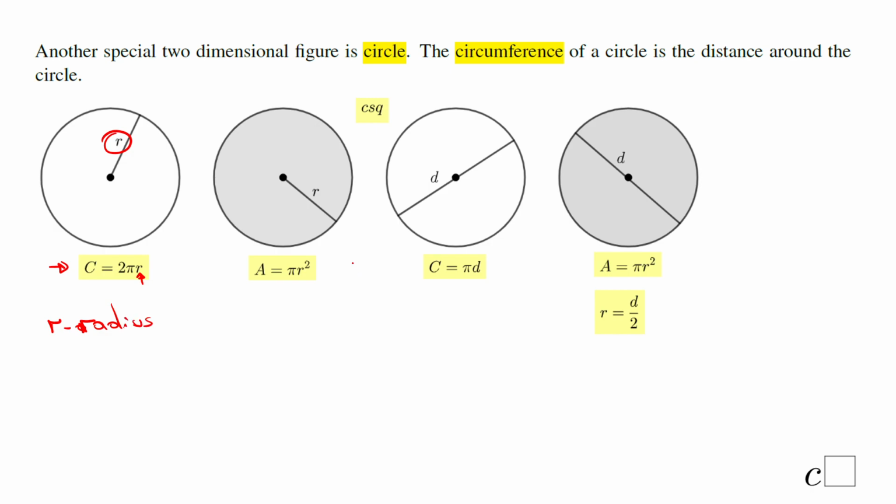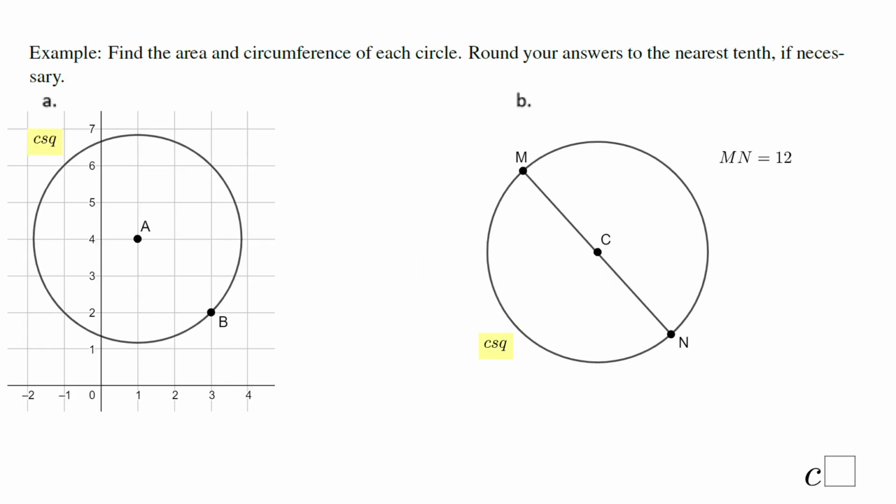Area, well, if you remember, area means what is inside. You see I shaded it, it's pi r squared. Again, r is the radius. But sometimes when you have the diameter, you can use a special formula for the circumference, pi d. For the area, you have no choice. You have to do pi r squared, but first of all, find the radius by dividing the diameter by 2. You'll see that in my next example.